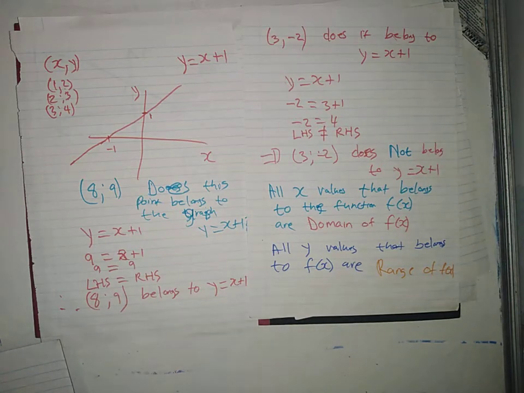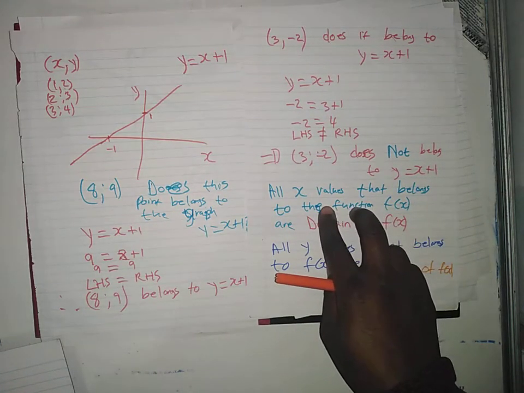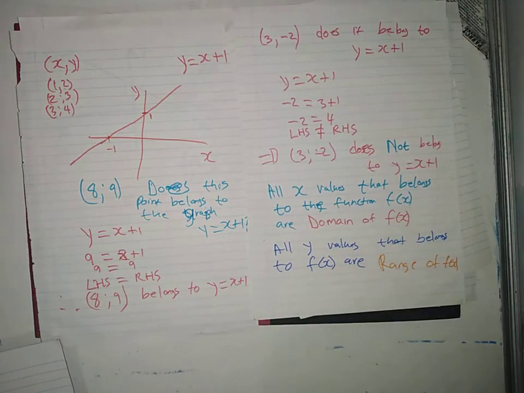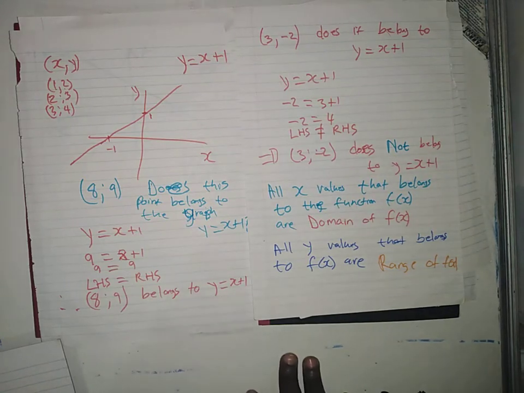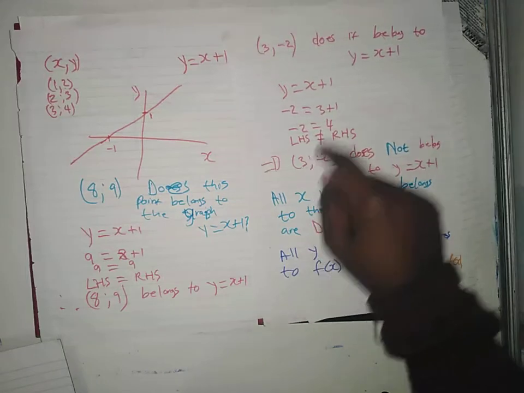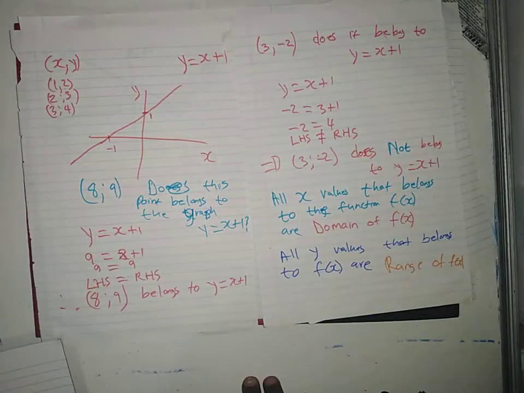Now, the best way to find the domain and the range, ladies and gentlemen, is to use a graph. So that is why it is very, very important for you to be able to draw every graph that you are supposed to know how to draw. Because sometimes it's very difficult to use the equation. You can use the equation to check points if they belong here. But when you want to check the values of x on their own and the values of y on their own.